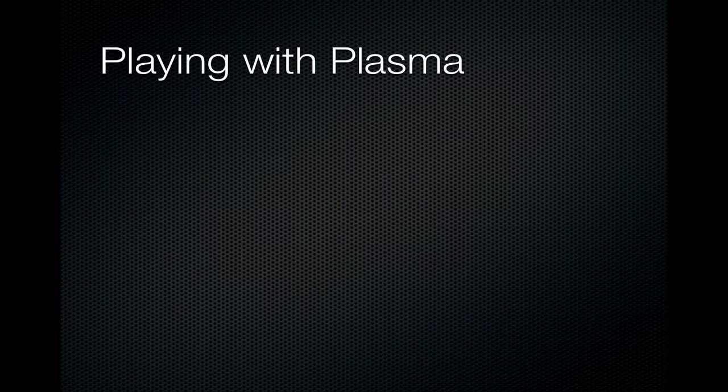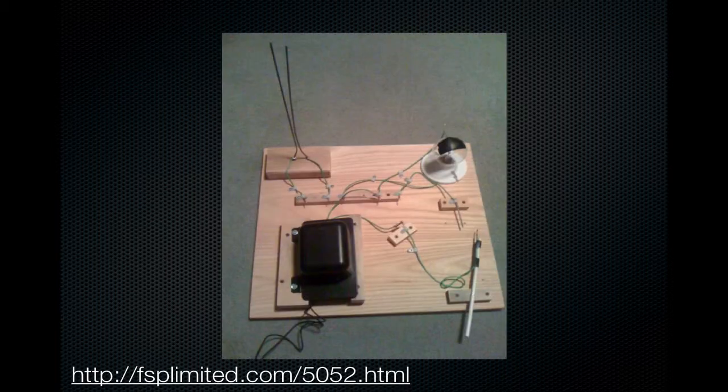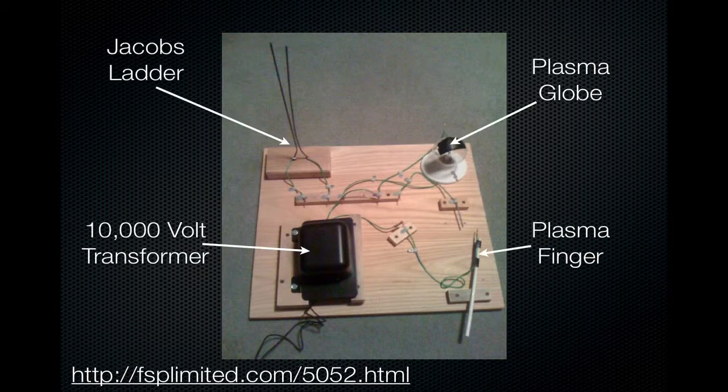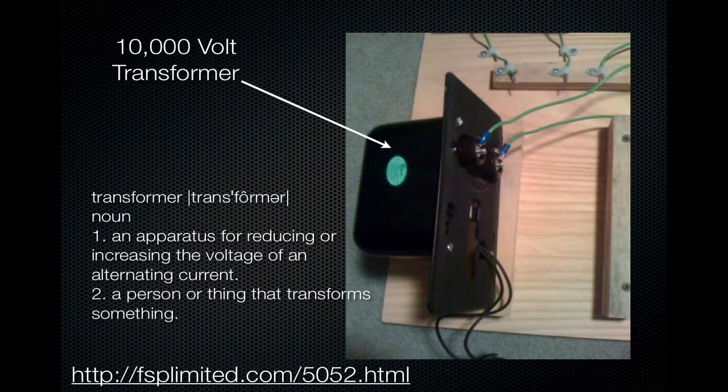So let's play with some plasma. So this is a kit you can get from Father Son Productions. There's the URL right there. So we're going to go through some of this. With the kit, you can build a Jacob's ladder, a plasma globe, a plasma finger, and it's all powered by a 10,000 volt transformer. Let's check it out.